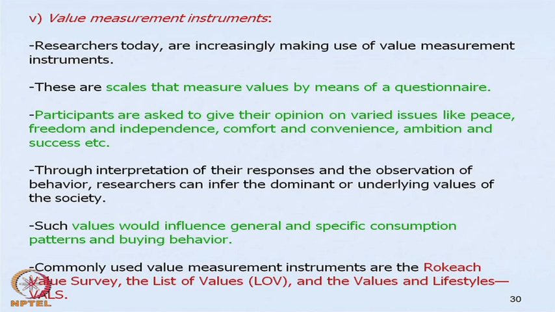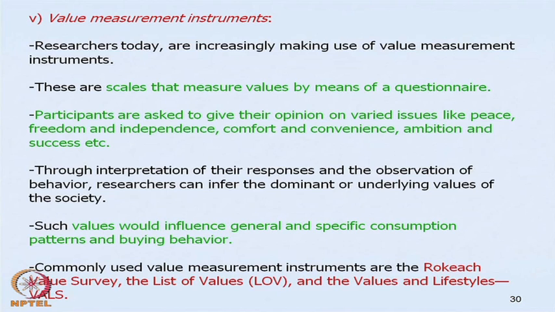There is another one, which is called the List of Values, or the Rokeach Value Survey. These scales measure values by means of a questionnaire. Respondents are asked a large number of questions relating to their opinions about issues like peace, freedom and independence, comfort, convenience, ambition, success, etc. Through interpretation of such responses and through observation of the behavior of people, researchers get an idea about the dominant and underlying values of the society.